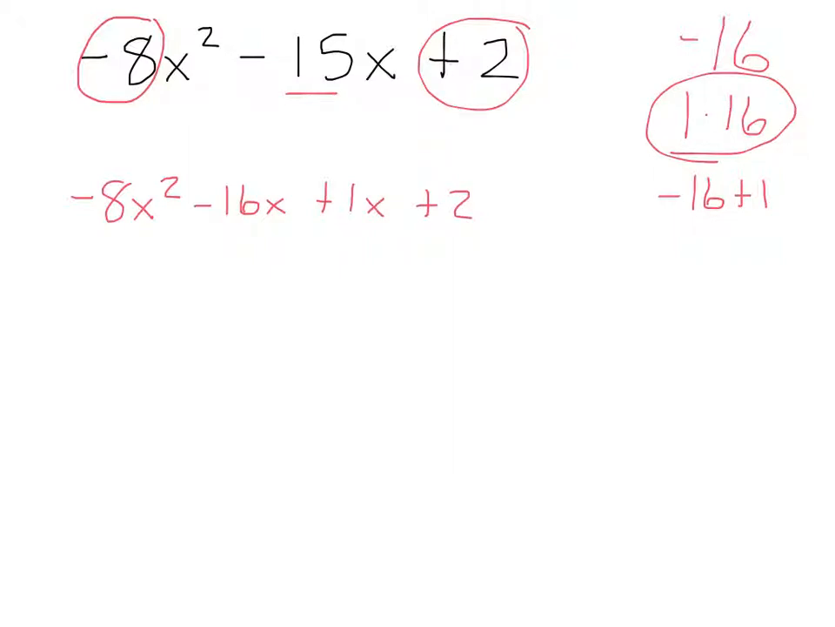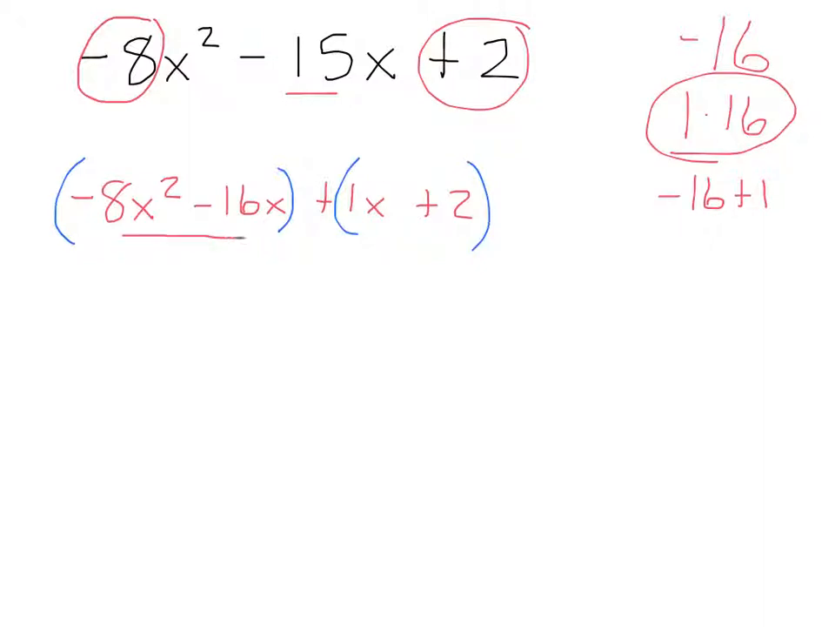Right? And now I'm going to group it. Group these two in a binomial and these two in a binomial. Now, it wouldn't matter if you did 1x first and then negative 16x second. You're still going to get the same thing, okay? So now let's look at each binomial and figure out what will factor.